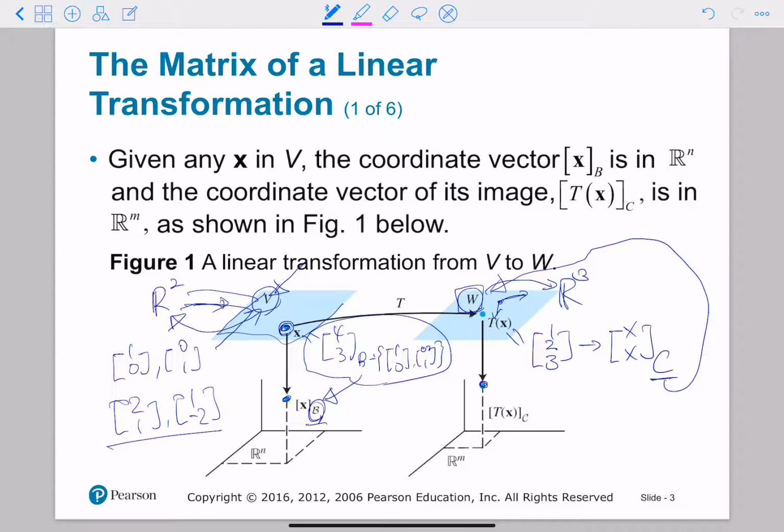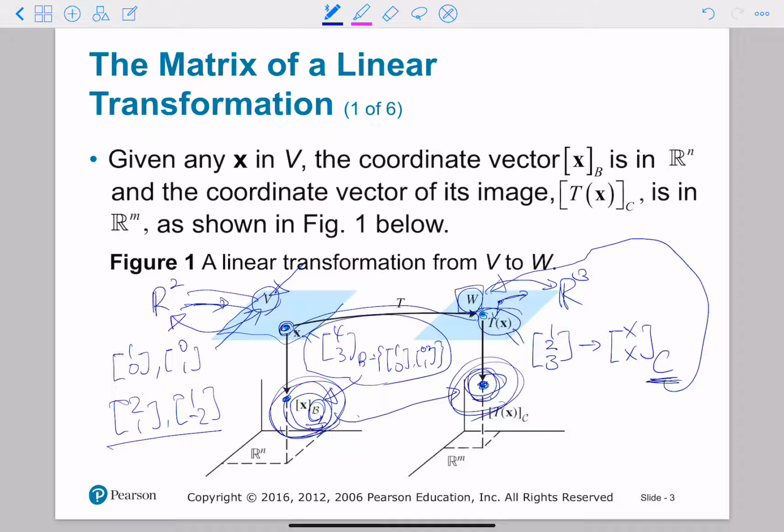And then we have a new representation of an input vector with respect to the basis B, and the new representation of the output vector corresponding to this input vector, Tx, represented with respect to the basis C, okay? And then can we define the new linear transformation that maps this one into this one, okay?